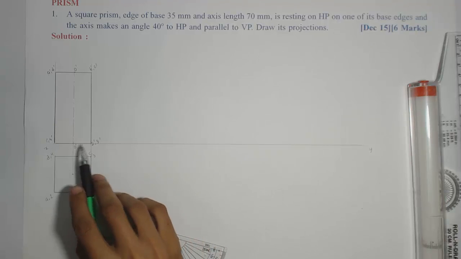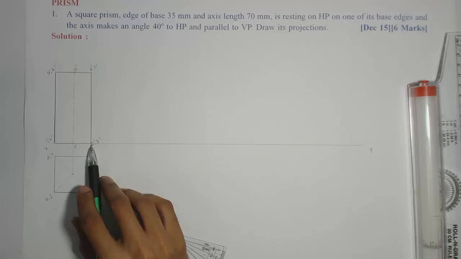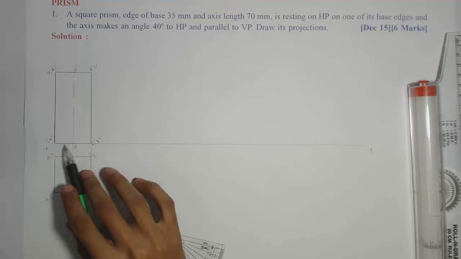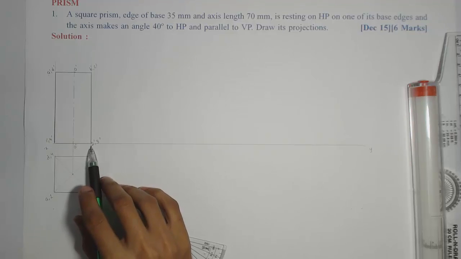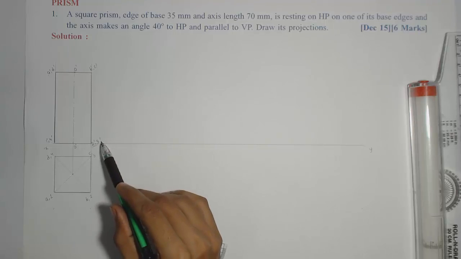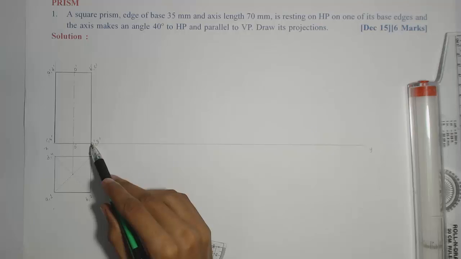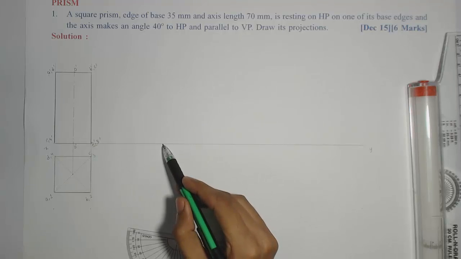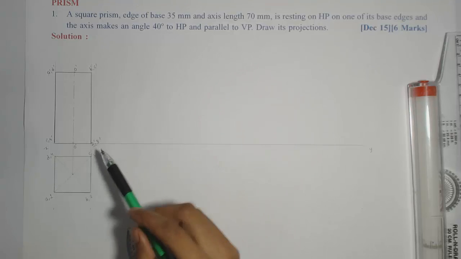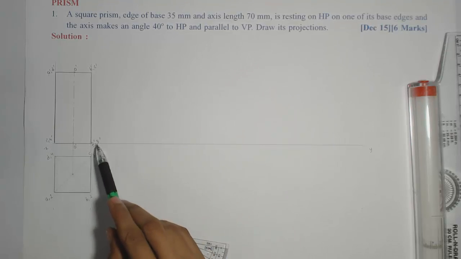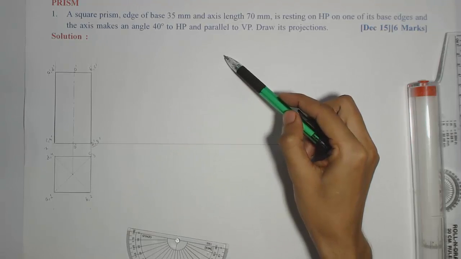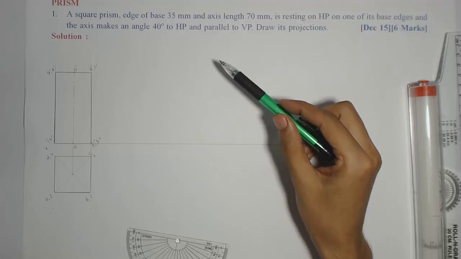So I'll start with this base, which is 1, 2, 3, 4, 1 dash 2 dash 3 dash 4 dash, which is the bottom base appearing as a line in the front view. I'll start with this line because I have to keep this base edge, which is 2 dash 3 dash, on the HP. That means this corner should remain on the XY line, but the axis should make an angle of 40 degrees. So I'll tilt the base, this line 1 dash 2 dash, at an angle of 50 degrees, such that the axis will automatically get inclined at 40 degrees.